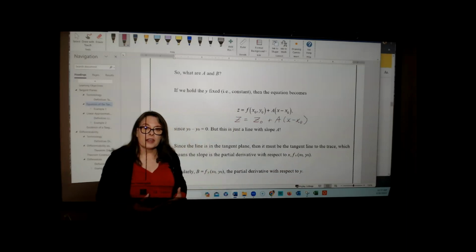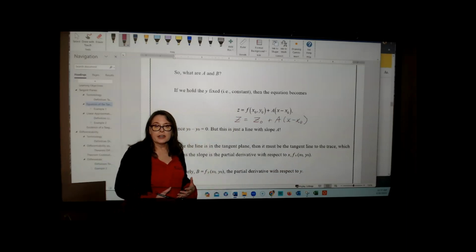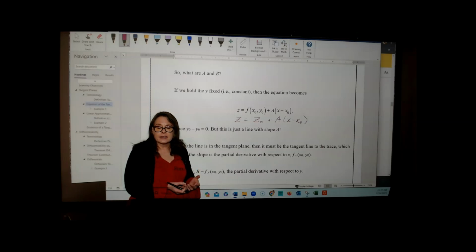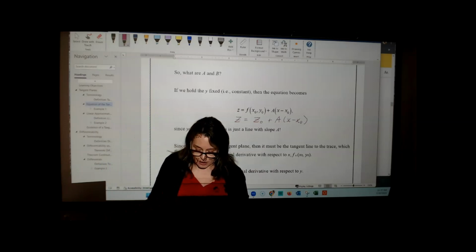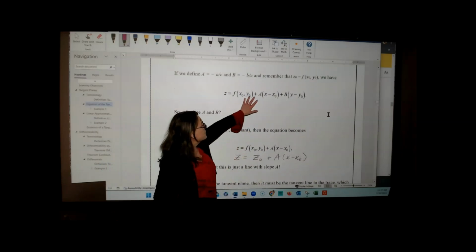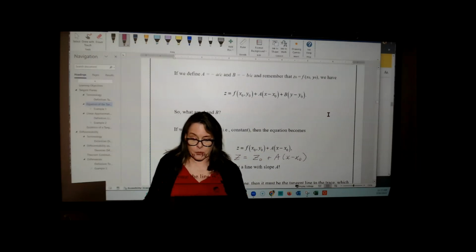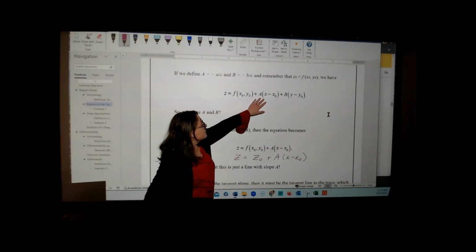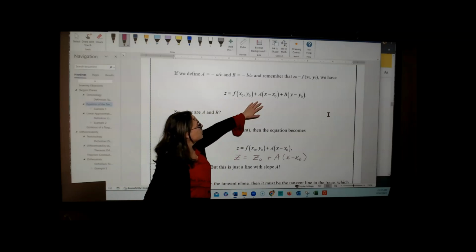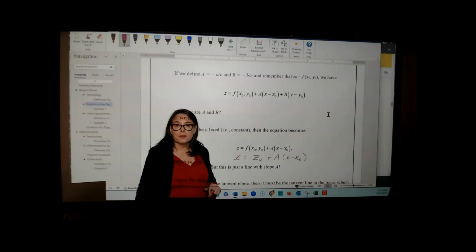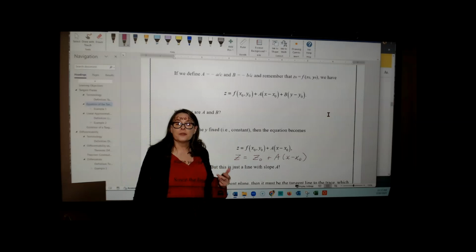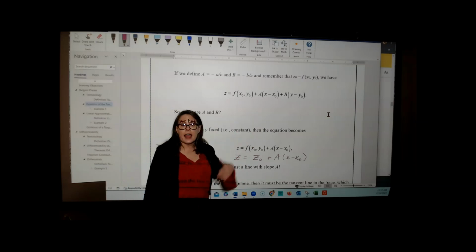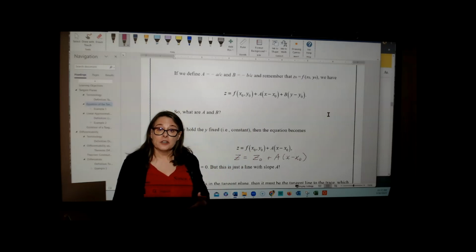We can do a similar thing by allowing y to vary and fixing x to be a constant value. Then x naught minus x naught gives us 0, and the middle term would drop out of the equation that you see up here, right? In that case, we're able to solve for B as the first partial derivative of the function with respect to y, evaluated at the point x naught, y naught in the domain.